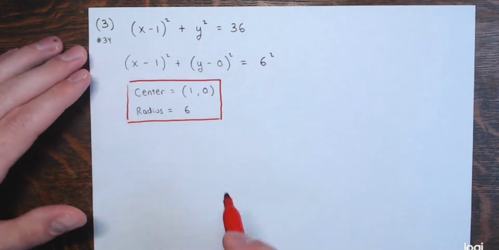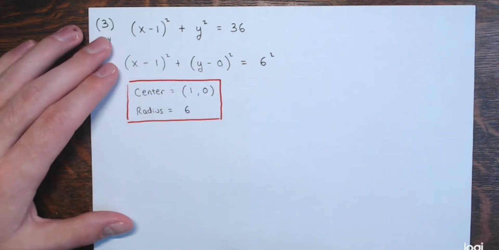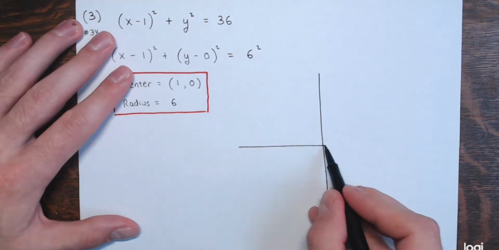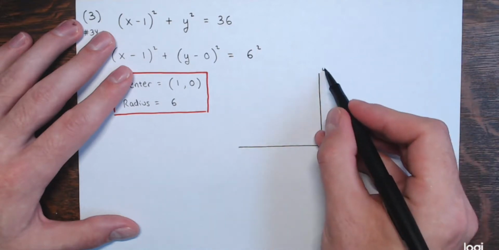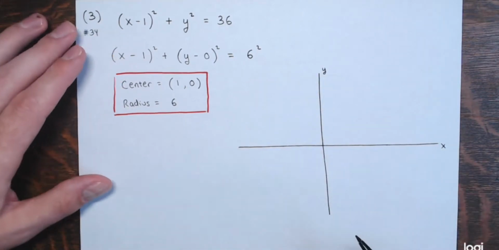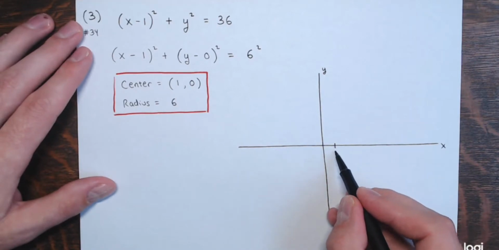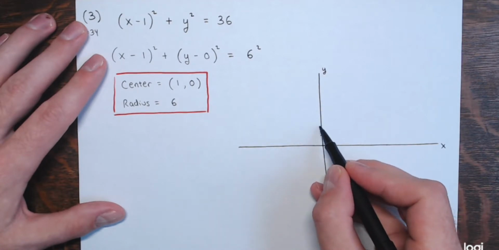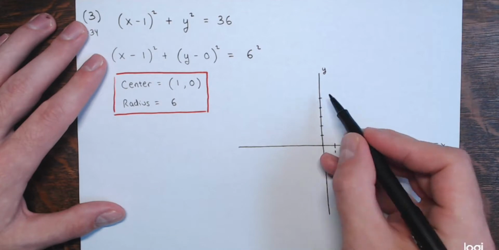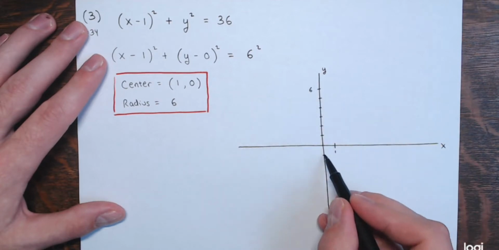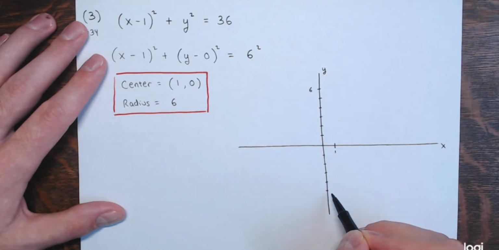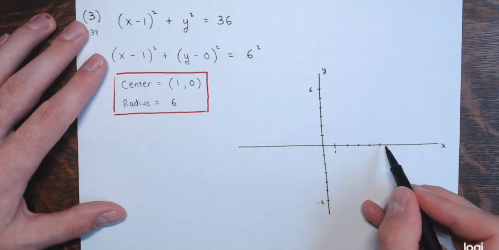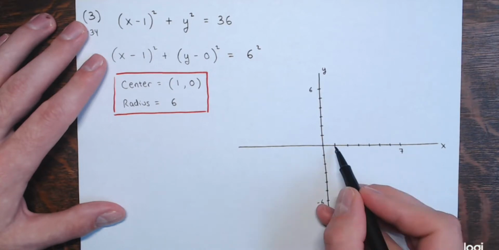So I've identified the center and radius, and now I should be able to draw a rough sketch of this circle. And again, if you have graph paper, that might be a little better for you. Alright, so here's 1, 0, so there's the center, and then we're going to put a point 6 units above, 6 units below, 6 units to the right, and 6 units to the left.